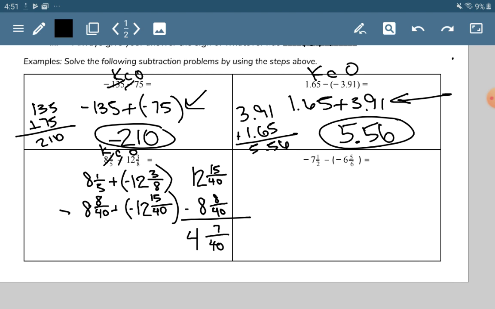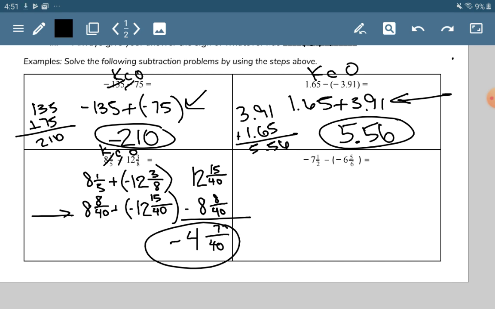So I'm looking at my addition problem. I have 8 and some extra for my positives. I have 12 and some extra for my negatives. 12 and 15/40 is the number with the bigger absolute value, and since it's negative, that means I have more negatives, and my final answer will be negative.